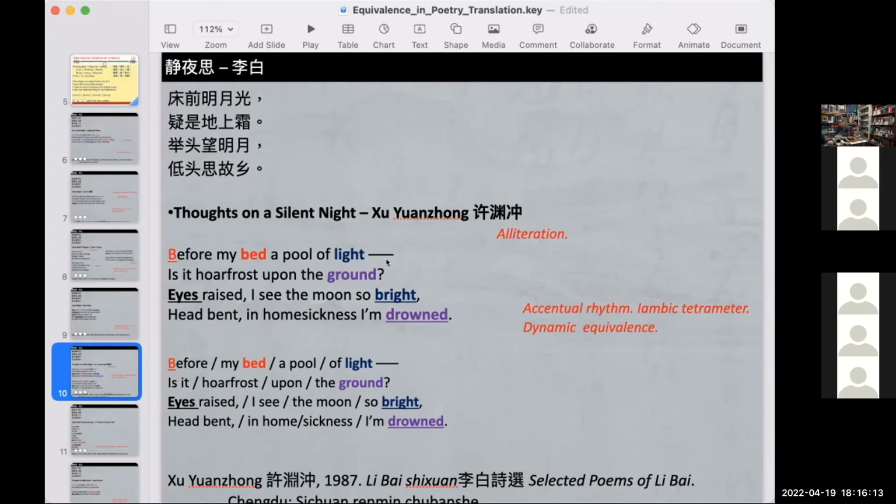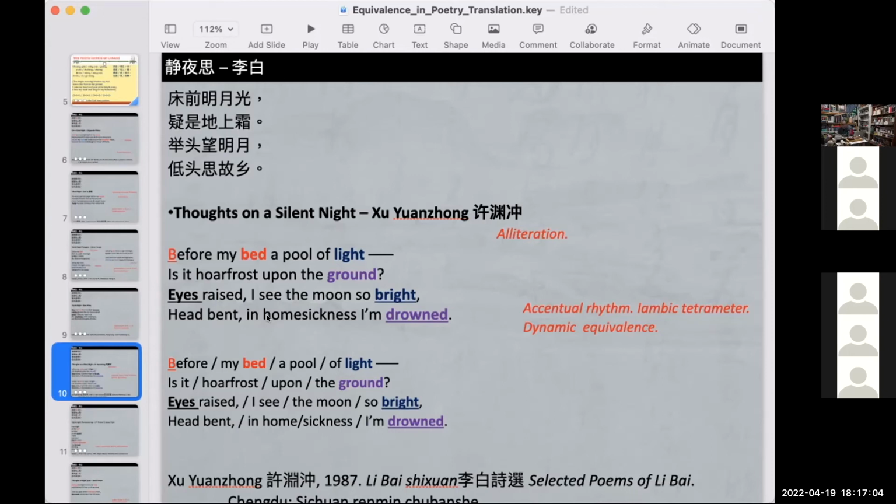And with the end rhyme, he manages to achieve this rhythmical effect. And again, before bed, the repetition of the B, this is alliteration. Eyes raised, I see the moon so bright. Head bent in homesickness, head and homesickness also alliteration. So I would say this is accentual rhythm. When I analyze this rhythm, I would say this is accentual. Why is it accentual? Because the iambic foot is very clear. Before my, the accent is very clear. So this is accentual rhythm.